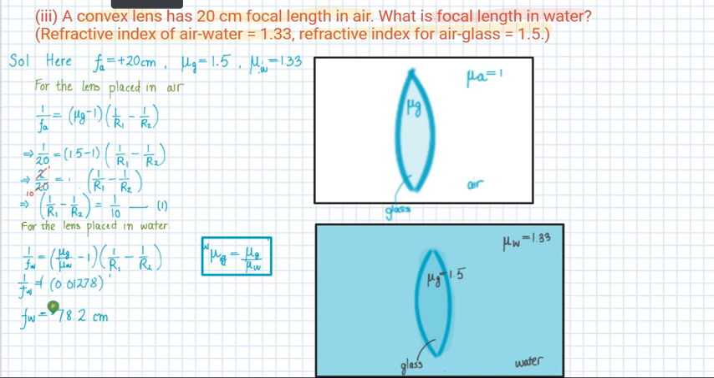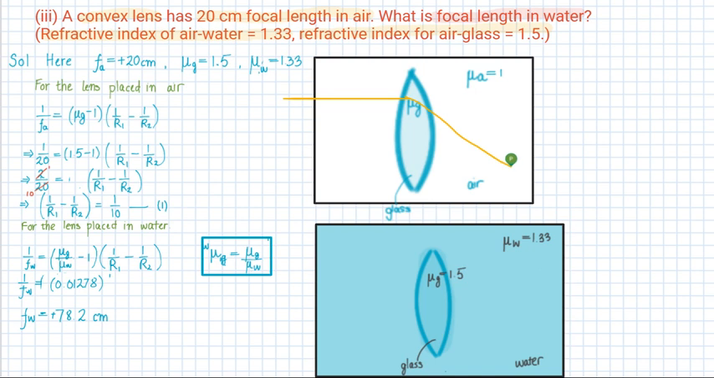So can you see what you have noticed? The focal length of this glass in air is how much? 20 centimeter. But if you place it in the water, the focal length in the water becomes 78.2 centimeter. In that case, what happens? Suppose a light falls on this surface. After refraction, it will pass through the principal axis.